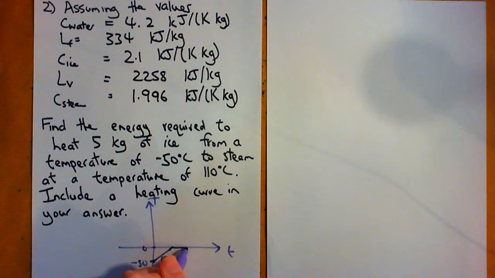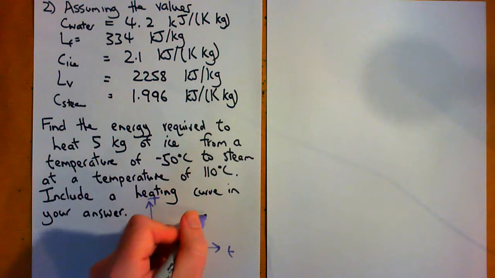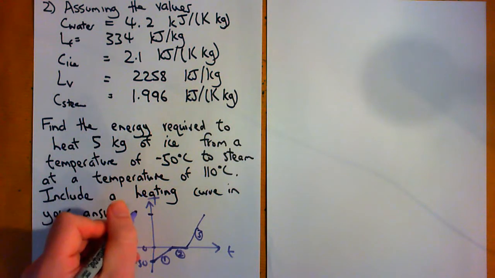Then the second stage is when all of the ice melts, and during that part of the process there will be no change in temperature. All of the heat energy will be going into that phase change from solid to liquid. Once all of that ice is melted, it's all liquid water, and it's going to begin increasing in temperature again until it reaches boiling point at 100 degrees.